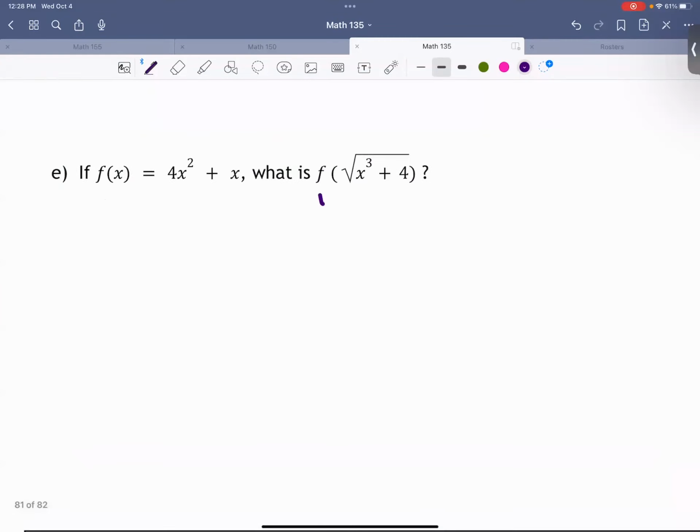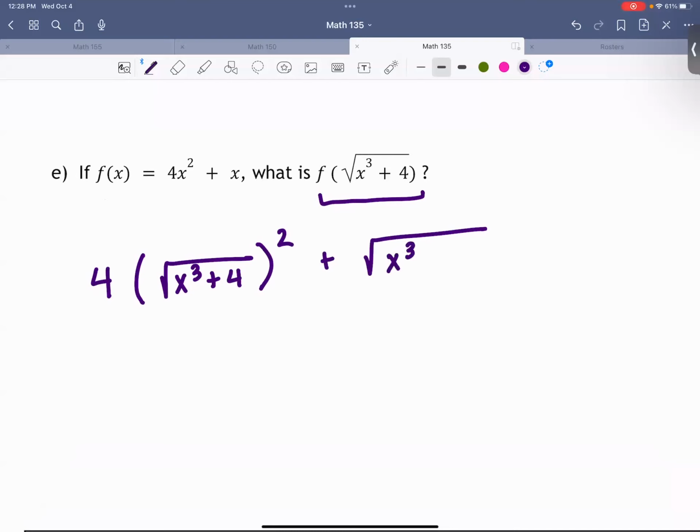What is f of the square root of x cubed plus 4 asking us to do? Plug it in, right? That's literally what it's telling us to do. So wherever I see an x, I'm going to plug in the square root of x cubed plus 4 in parentheses because it's a large expression and parentheses definitely help us out. So 4 times the square root of x cubed plus 4 in parentheses, squared, plus the square root of x cubed plus 4. I guess I'll put that in parentheses as well, just because I put everything in parentheses.